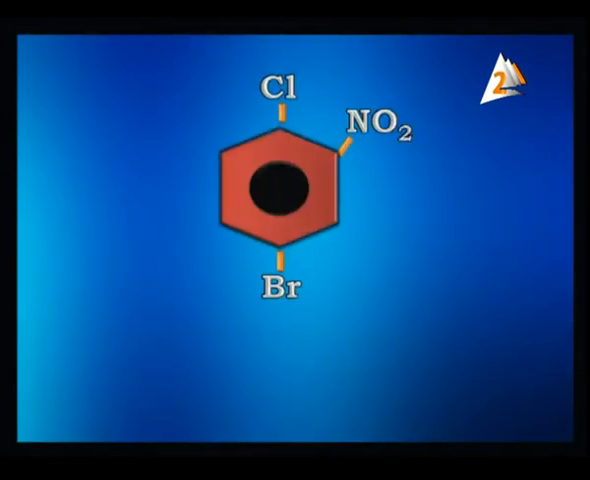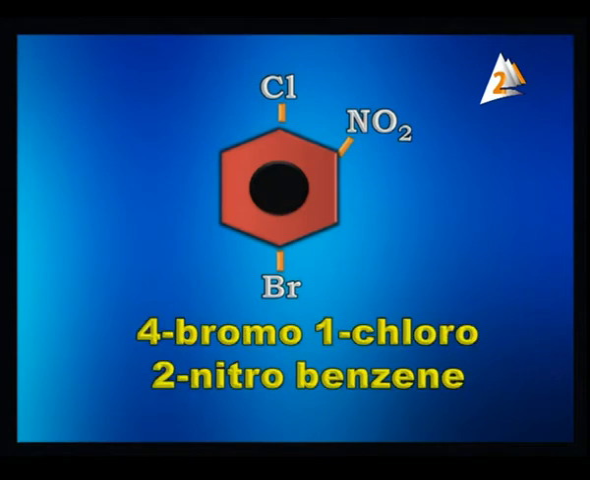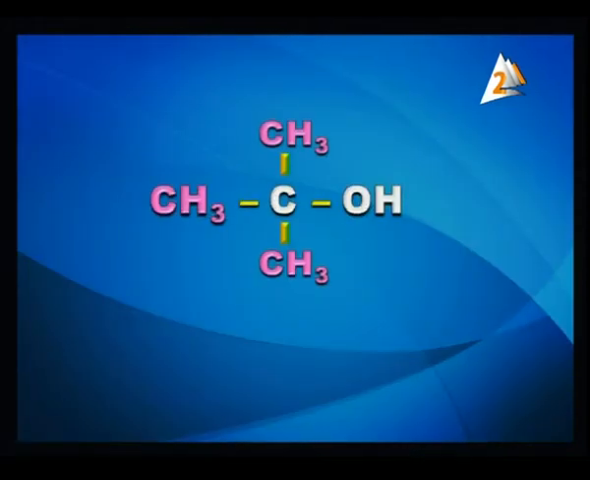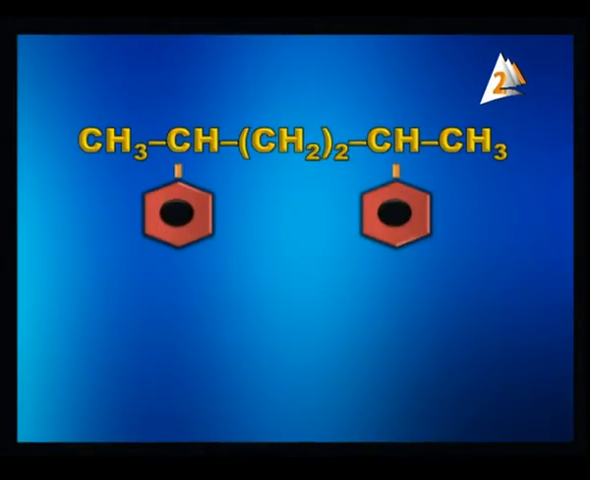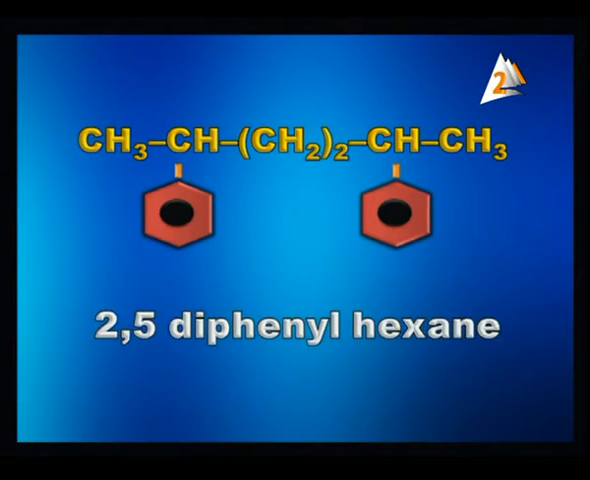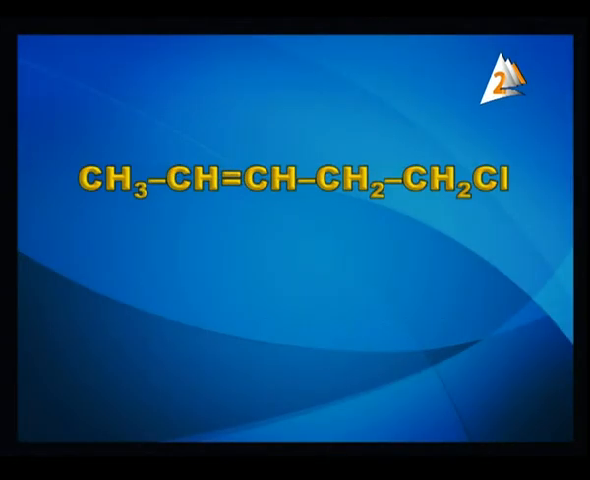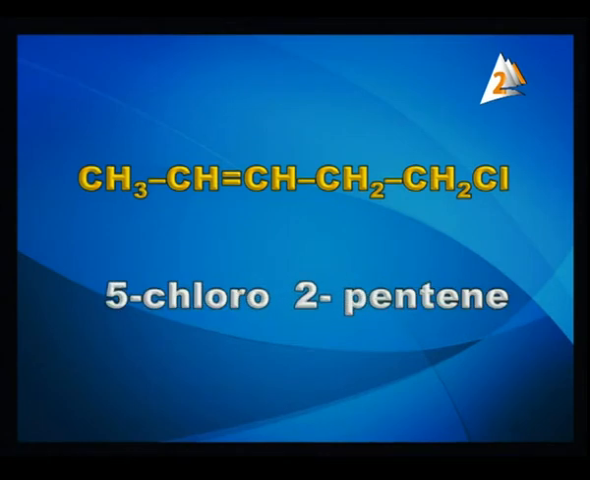As shown on the screen here, we are going to number the benzene ring, so it will be 4-bromo-1-chloro-2-nitrobenzene. As shown on the screen, this tertiary alcohol will be 2-methyl-2-propanol. As shown on the screen here, this molecule has the name 2,5-diphenylhexane. As shown on the screen, this molecule has the name 5-chloro-2-pentene.